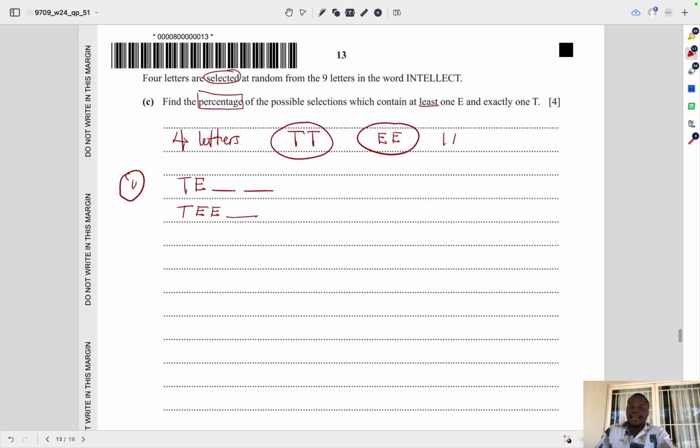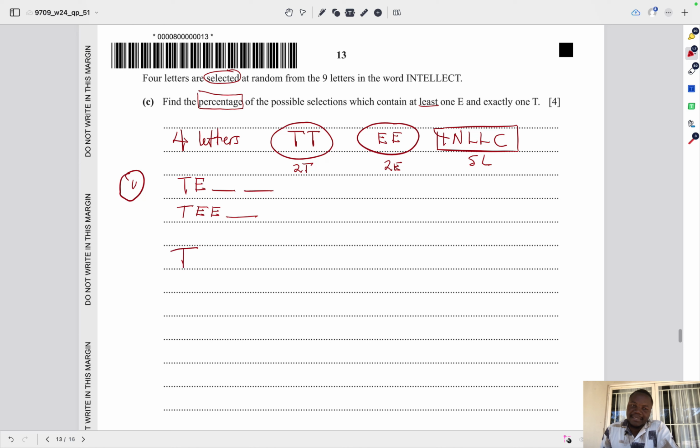So we've got the I, the N, the L, and the C, the 5 letters. So here we've got 5 letters, 2 E's, and then 2 T's. So now, since this is on choose, remember, we are talking about probability. So first of all, we need to know the total number of desired outcomes. So we've got 9 letters. So you remember, probability is the number of desired outcomes over the total possibilities.